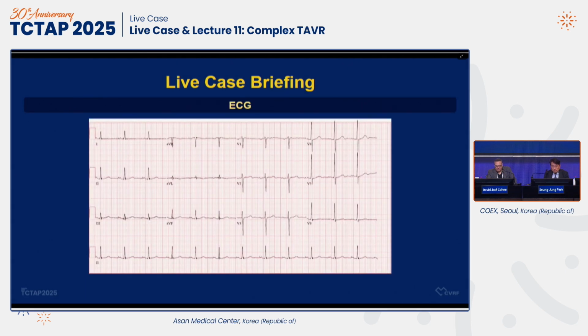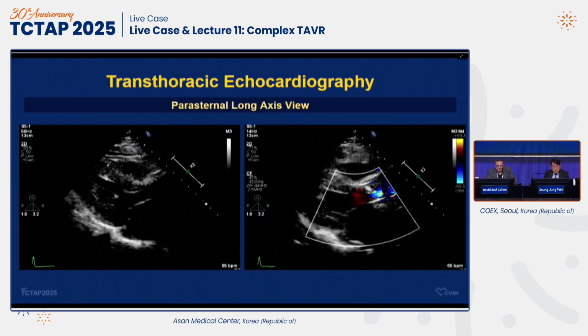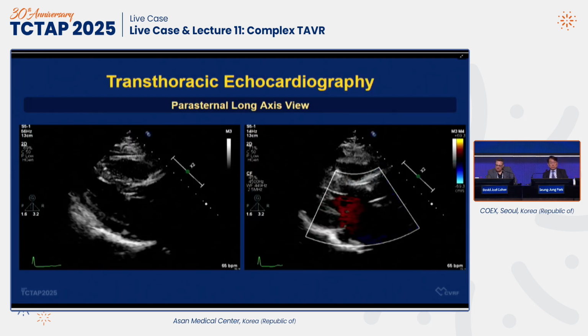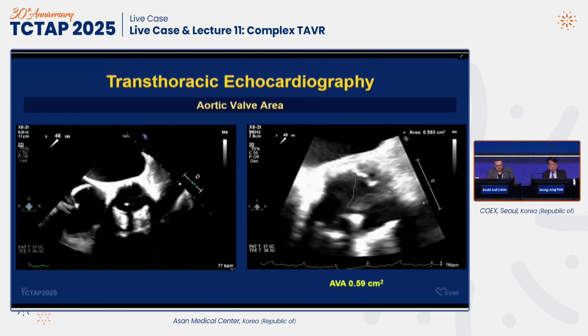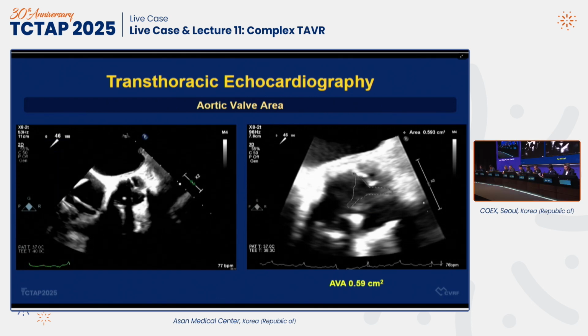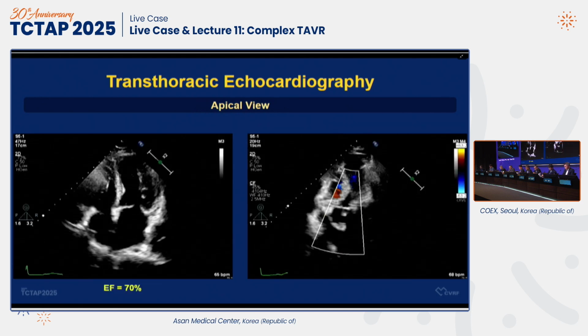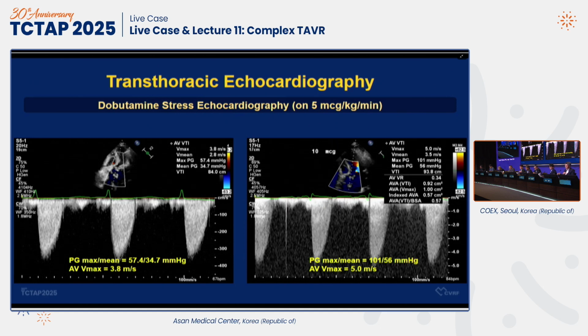EKG showed baseline rhythm was sinus rhythm. Chest X-ray showed mild pulmonary congestion. Echocardiography showed preserved LV function. The view showed motion limitation of the previous prosthetic valve, and area was 0.59. Ejection fraction was 70%. Transaortic pressure gradient was about 57 and velocity was 6.8. After the dobutamine infusion, the pressure gradient was above 100 and velocity was 5.0.